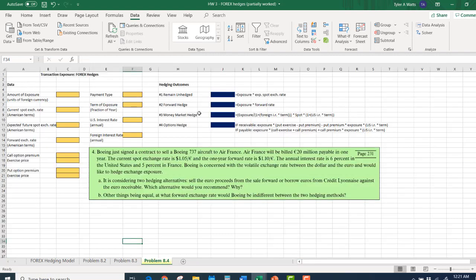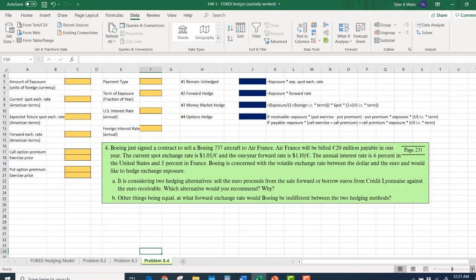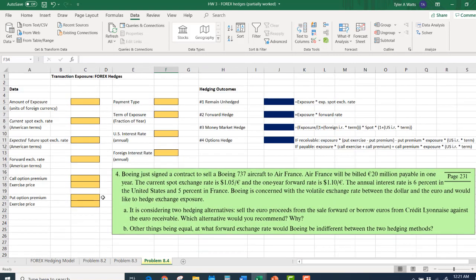Okay, so that's 8.3. Now 8.4, like I said, I'm going to leave that for you to do on your own. Main thing is to populate the data correctly, copy over the model, and then analyze the two hedging alternatives here, which is going to be forward or money market. And then it says what alternative would you recommend and why. And I'm going to have a text box in here for you to type in your answer for that.